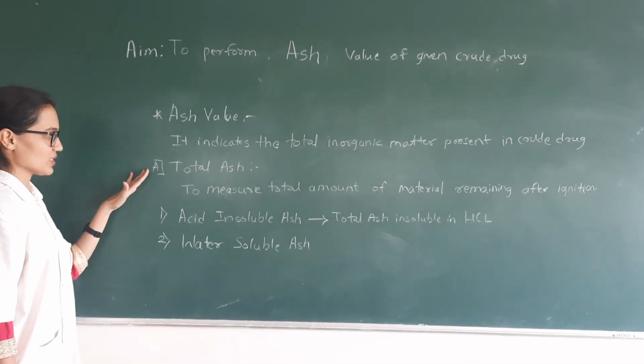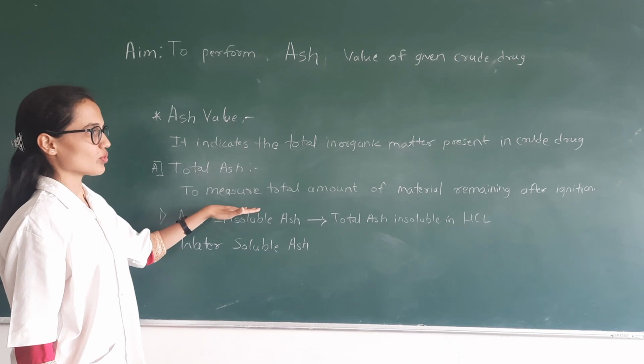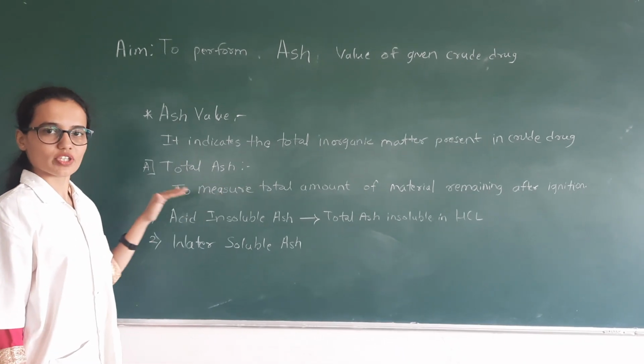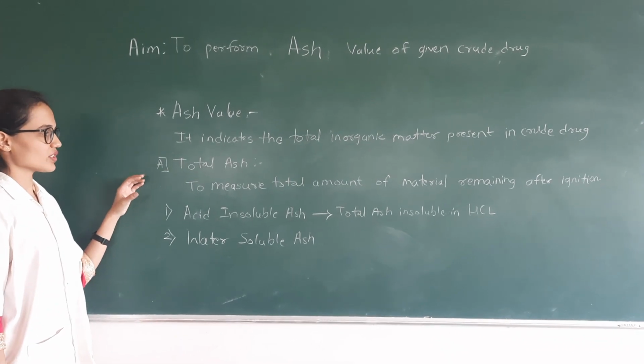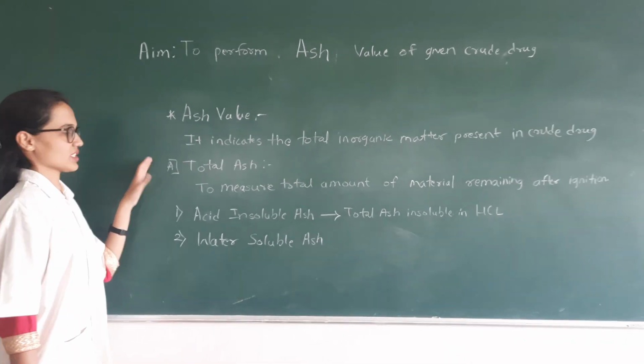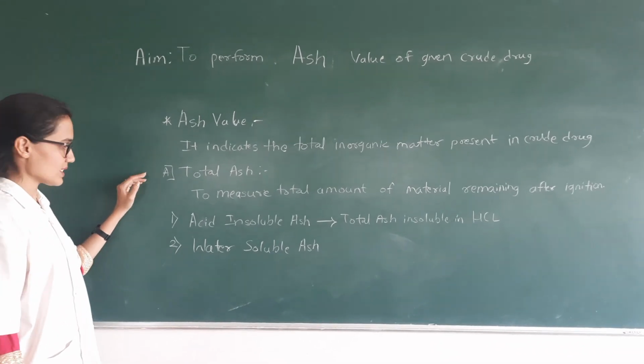So what is total ash? It measures the total amount of material remaining after ignition. After incineration, the amount of material which is remaining is known as total ash. Then this ash is divided into parts.